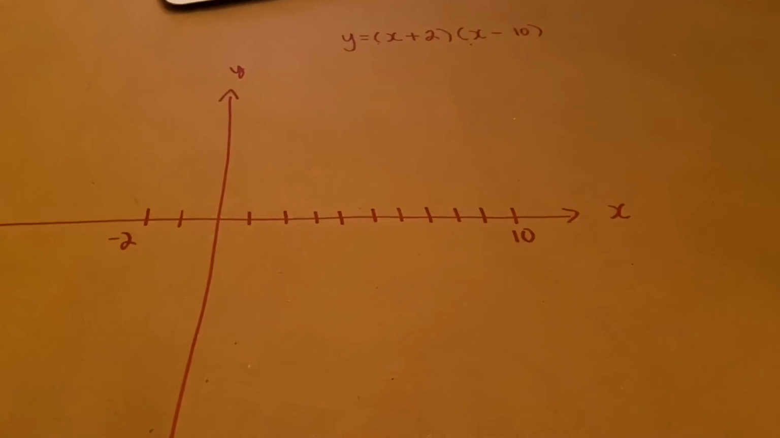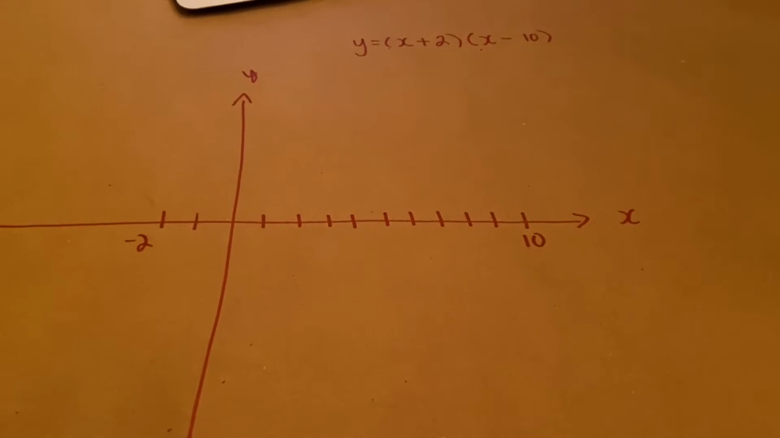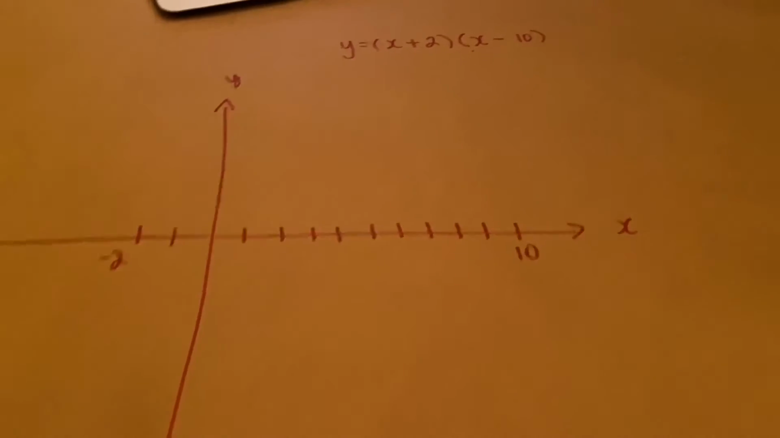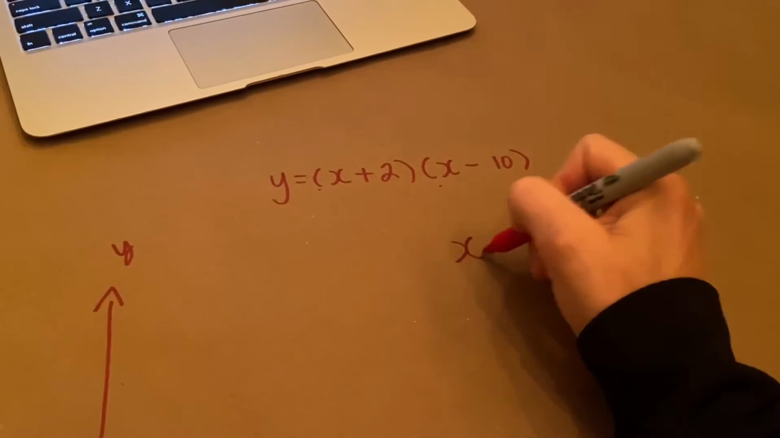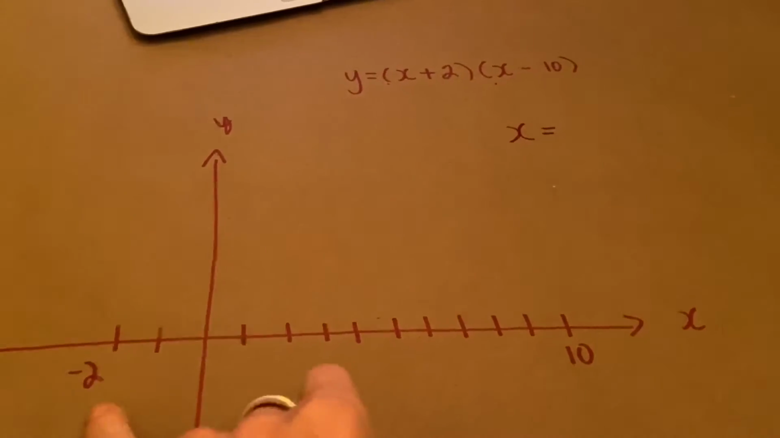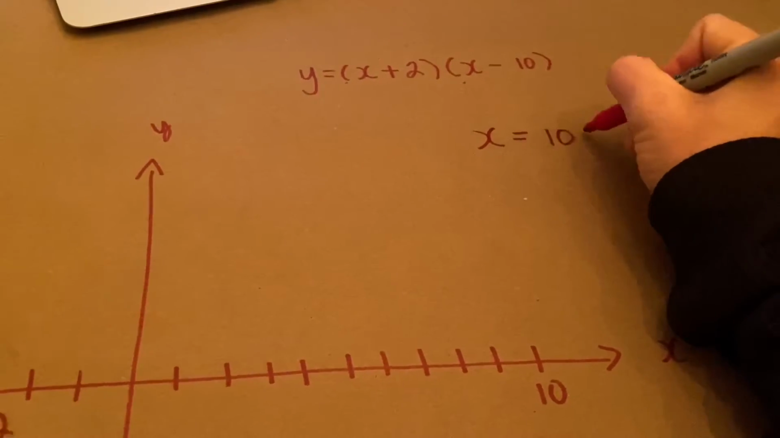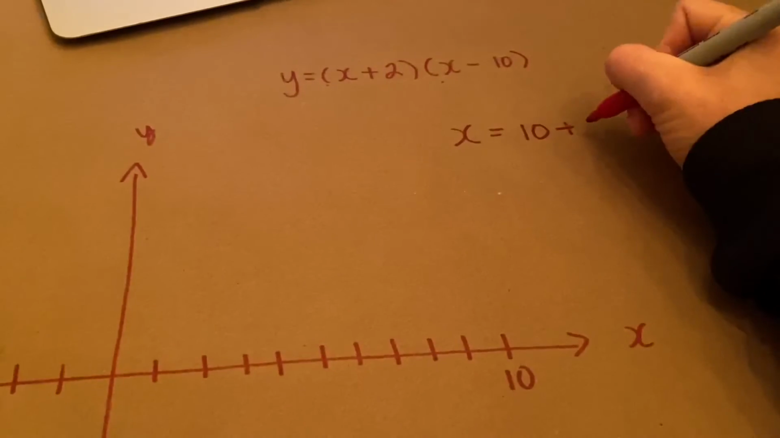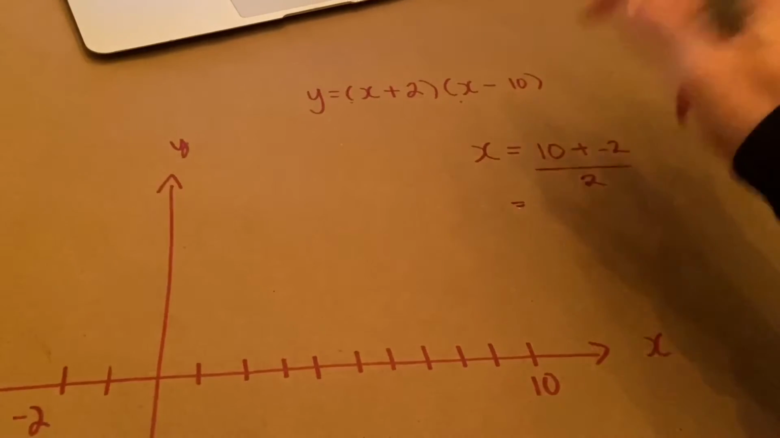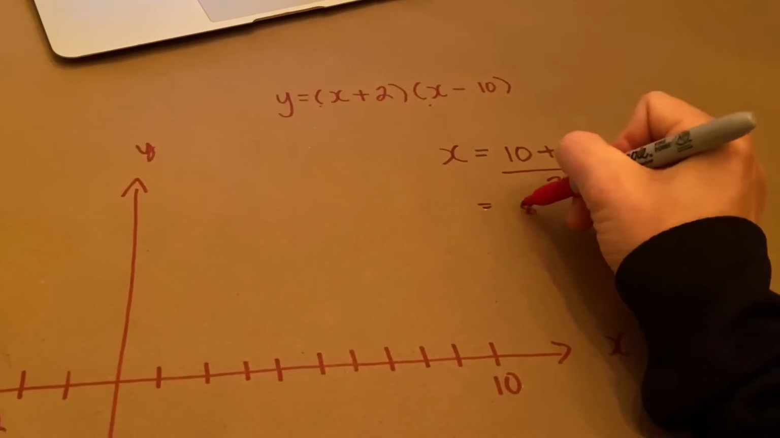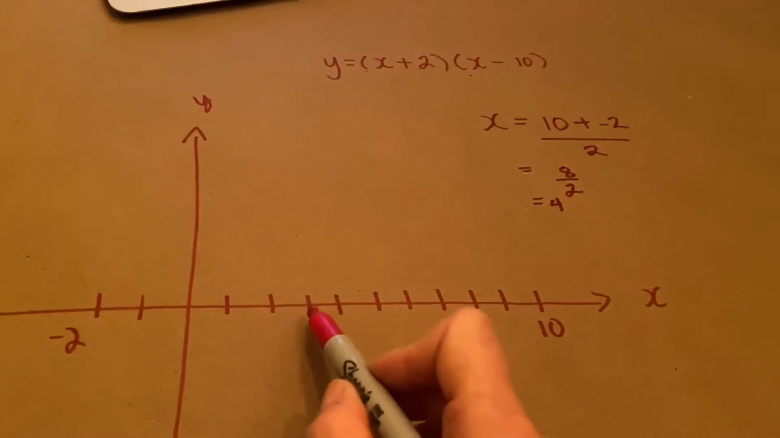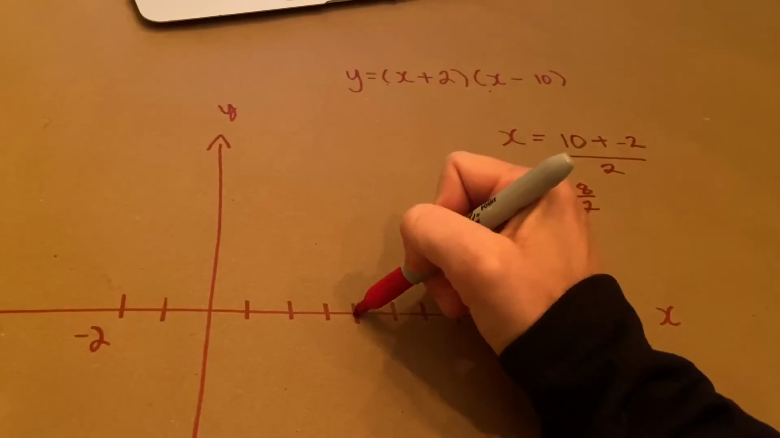The other option is to add up the two x-intercepts and then divide by 2. So let's try that. To find the x that is in the middle, I take this x-intercept, I add it to this x-intercept, 10 plus minus 2, and then I divide by 2. So 10 plus minus 2 is 8. 8 divided by 2 is equal to 4. So what that means, 1, 2, 3, 4, our middle should be right here.